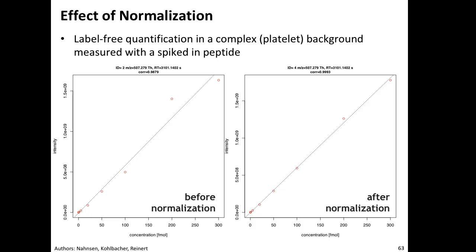That's out of the platelet paper I mentioned yesterday, where you see stock concentration and intensity. Before normalization we do have some scatter, and after normalization you see that the concentrations look really neat and are more or less on a straight line. And that was just done by background normalization on all these other proteins.